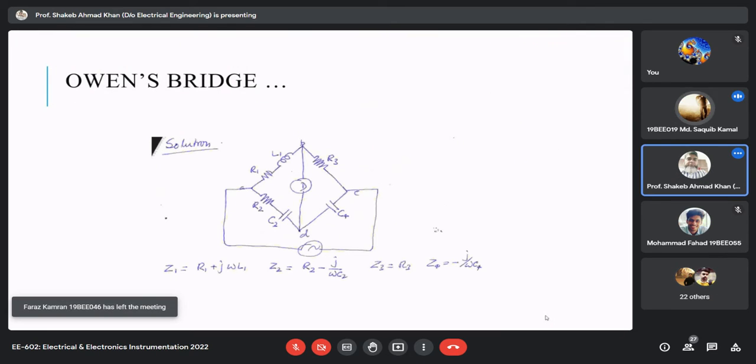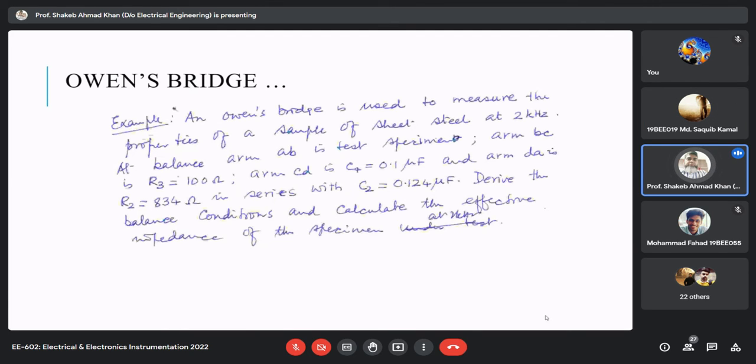57. Inductance 0.834 Henry. Now calculate the impedance if your frequency is 2 kilohertz. This frequency is given.